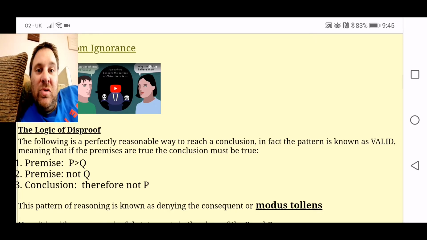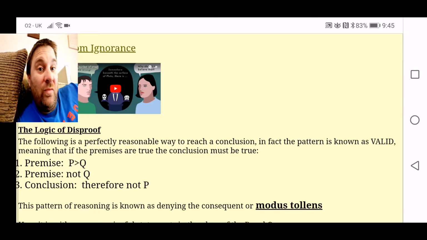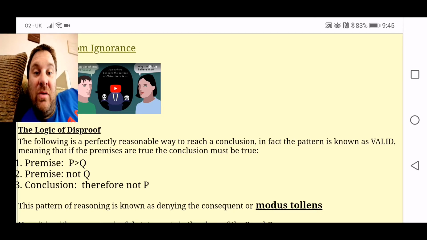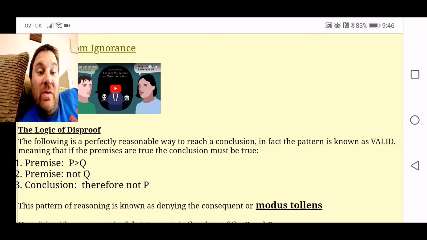Hi, just a bit of a continuation from yesterday, from the video about the burden of proof, shifting the burden of proof. This is about the logic of disproof and about syllogisms and stuff like that. About the denying the consequent and stuff like that.